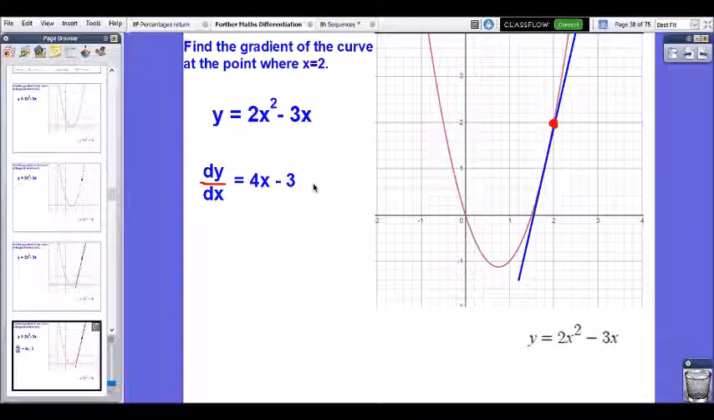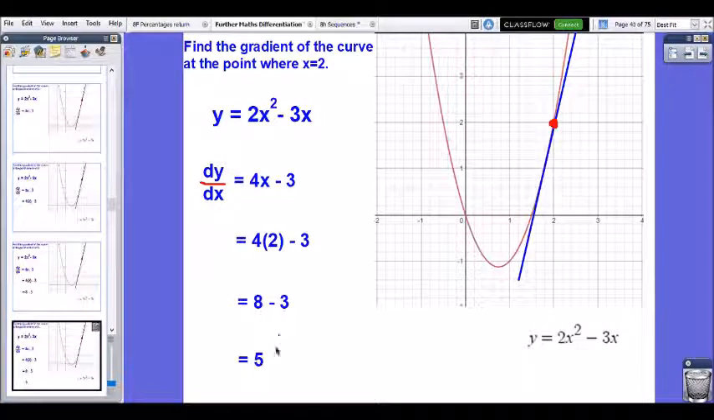Okay, so what do you think I'm going to do now? I have the general formula to calculate the gradient, and they give me a value of x. What do you think I'm going to do with this value of x and the formula? Okay, so I'm going to make a substitution now. I'm going to substitute in this value of x, because whatever value of x I substitute into the gradient formula, that will give me the gradient at that particular point. So I'm going to do 4 lots of 2 minus 3, because we're told to find it where x equals 2, which gives me 8 minus 3. Therefore, the gradient at that point is 5.